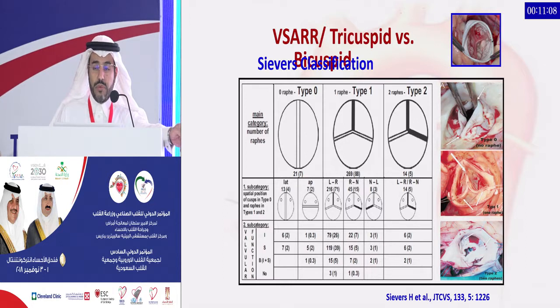The difference between type 1 and 2 is that type 1 has two real commissures, as you see in the right-sided picture in the middle, two real commissures and one commissure with a fused raphe, while type 2 has two fused raphe, so it looks like a type 0, but actually there is thickening and fusion of the cusps.